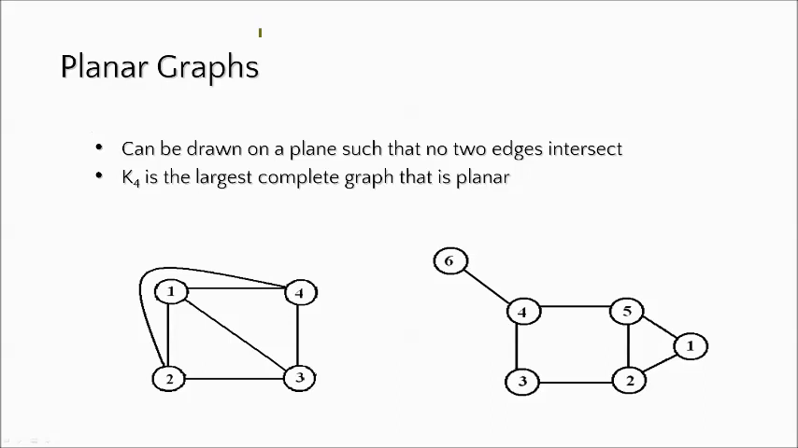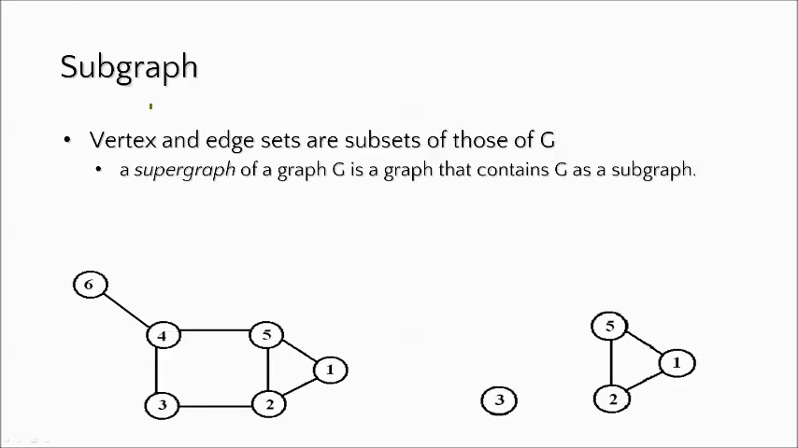Next, we also have another type, which is the planar graph. It can be drawn on a plane such that no two edges intersect. Okay, so again, no intersection for a planar graph. K4 is the largest complete graph that is planar. Subgraph: the vertex and edge sets are subsets of those of G. A supergraph of a graph G is a graph that contains G as a subgraph.